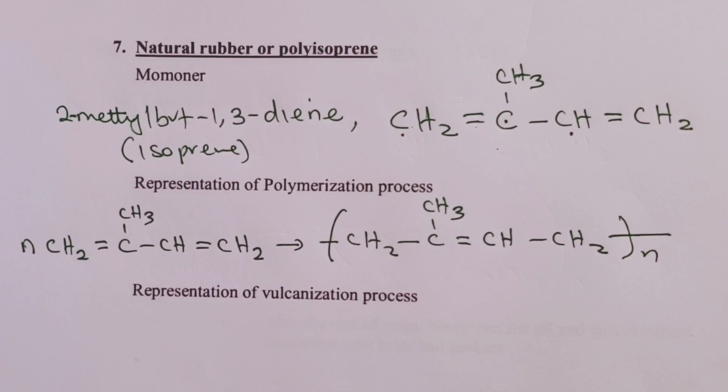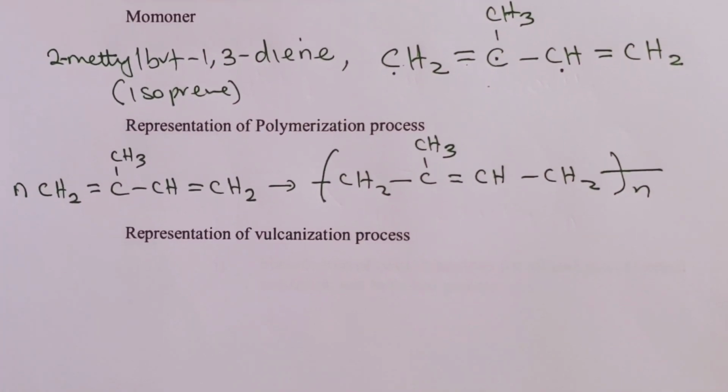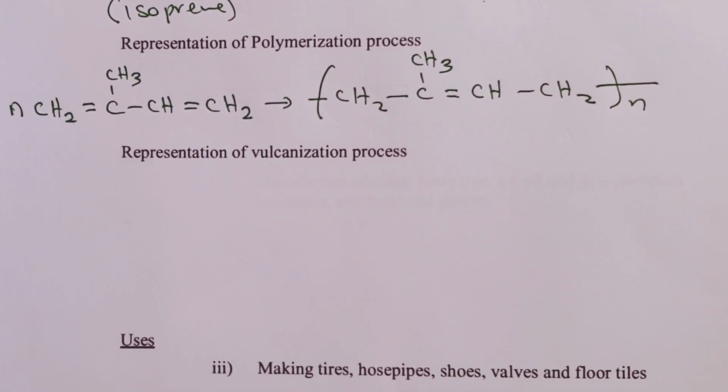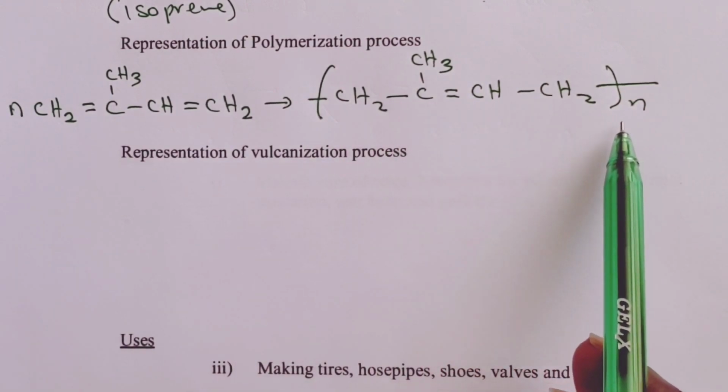We are told it's usually very soft. We need to harden it before it is used. So this hardening process, as we discussed in class, is called vulcanization, where we heat it with sulfur. Now, after it has been vulcanized, can we still draw its structure? Quite easy. So we have our polymer here.